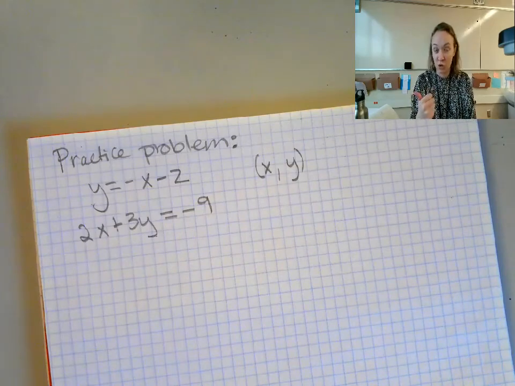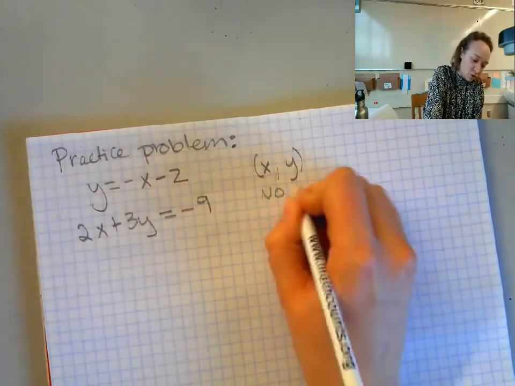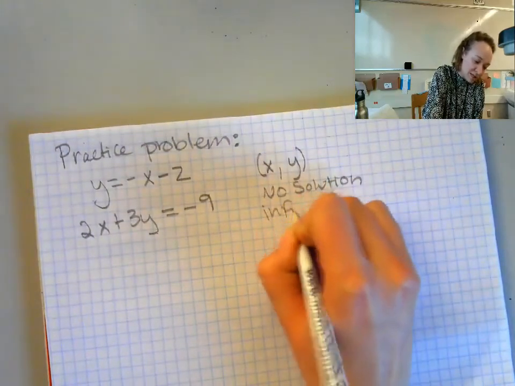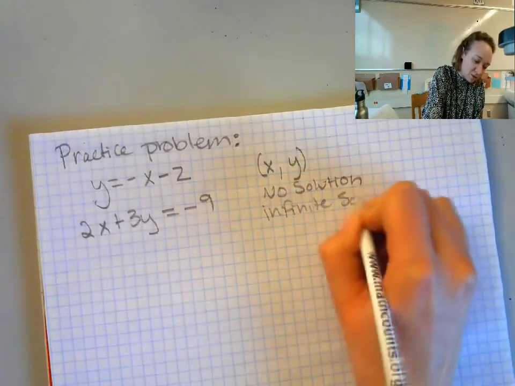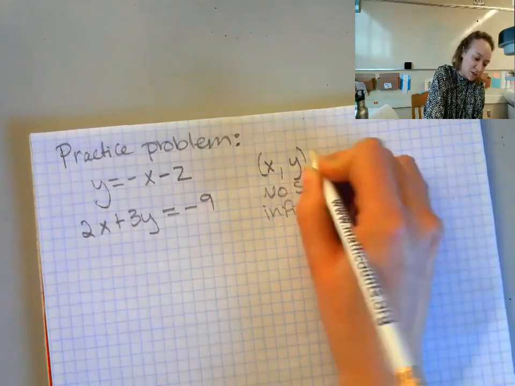And if it has no solution or infinite solutions, then you tell me that. So you're going to give me either an x, y, a no solution, or infinite solutions. Those are your 3 options for how you're going to give me your answer.